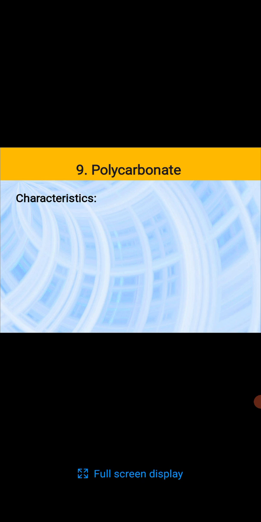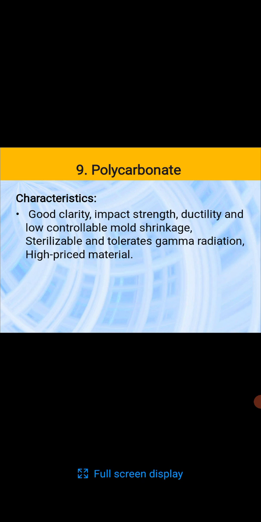Polycarbonate is characterized by good clarity, impact strength, ductility and low, controllable mold shrinking. It is sterilizable and tolerates gamma radiation, but is a high-priced material.